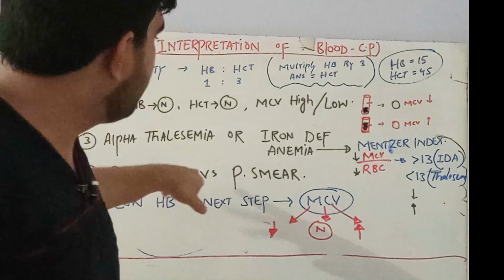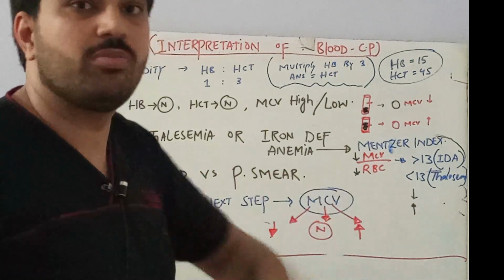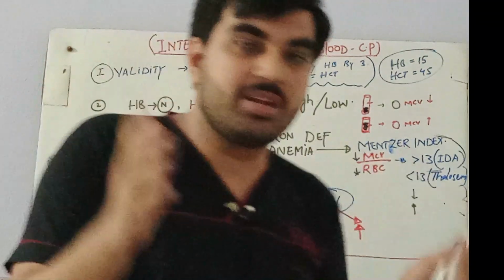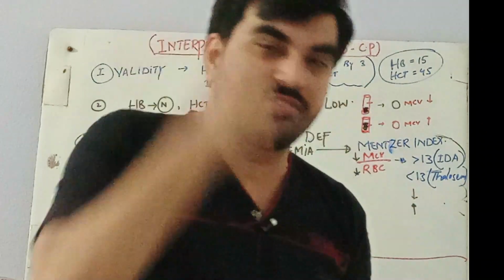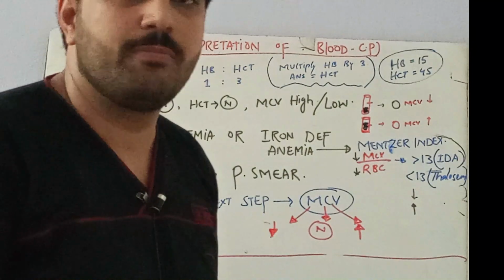Now what is the difference between blood CP and peripheral smear? Blood CP is done by a machine. You just give the sample, the machine takes the sample, and you get the result.